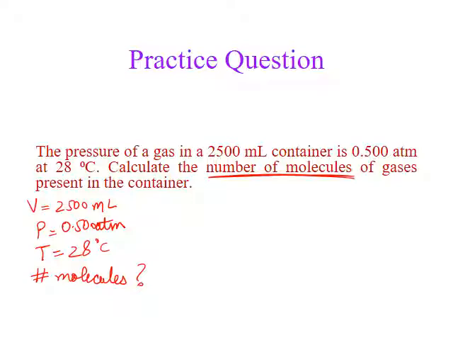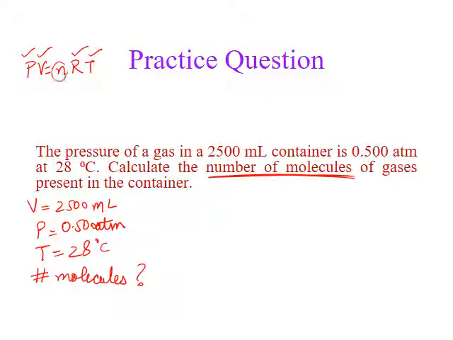The question is asking what is the number of molecules. Do we know a relationship that relates volume, pressure, temperature, and amount of gas? Ideal gas law. We know that PV equals nRT. Pressure is given, volume is given, temperature is given, and R is a constant which we already know, so you can assume that is given.